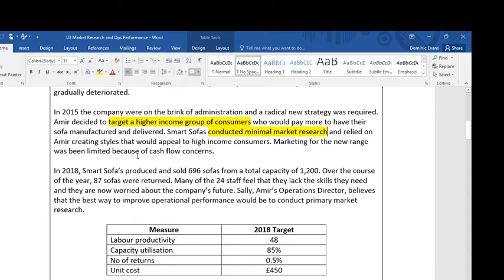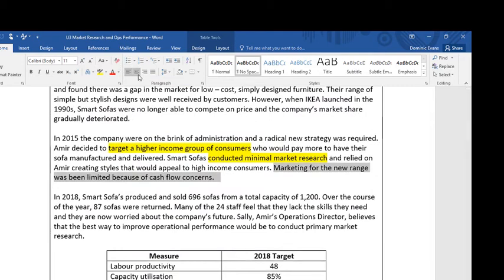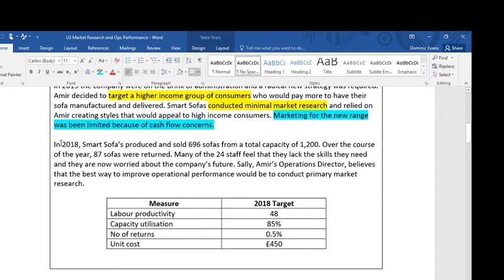Marketing for the new range of product was limited because of cash flow concerns. So this is useful information because marketing was limited, maybe that's had an impact on operational performance. In other words, you've moved into a new market, you're targeting new customers, but you've not really promoted the product to those consumers. So that could be an issue as well.